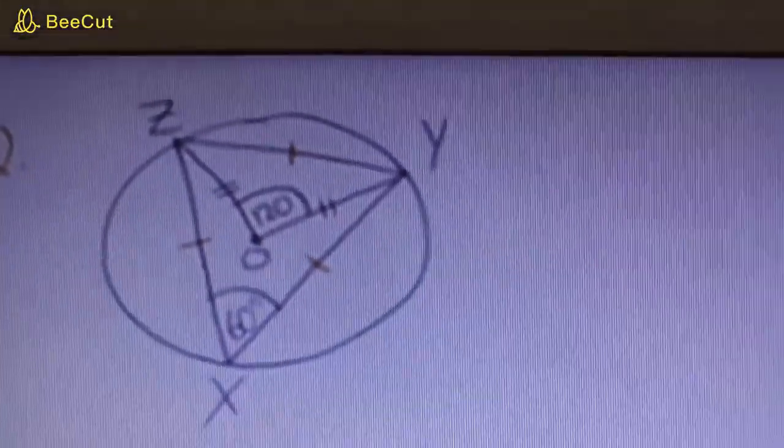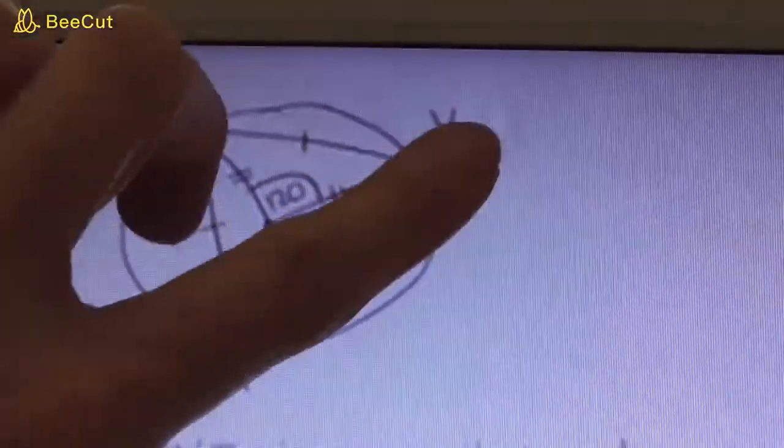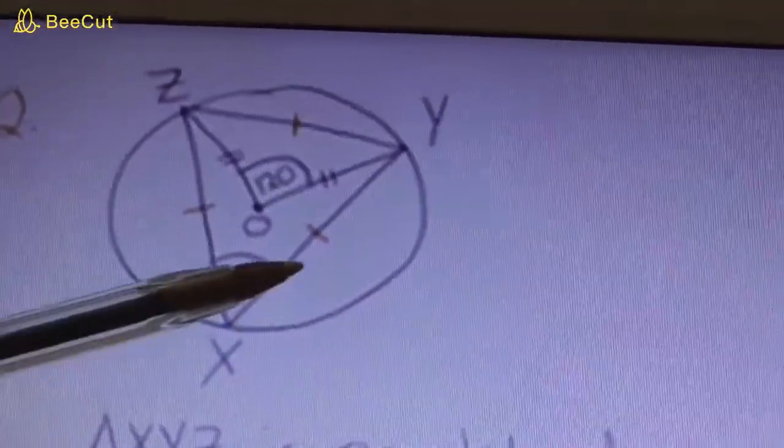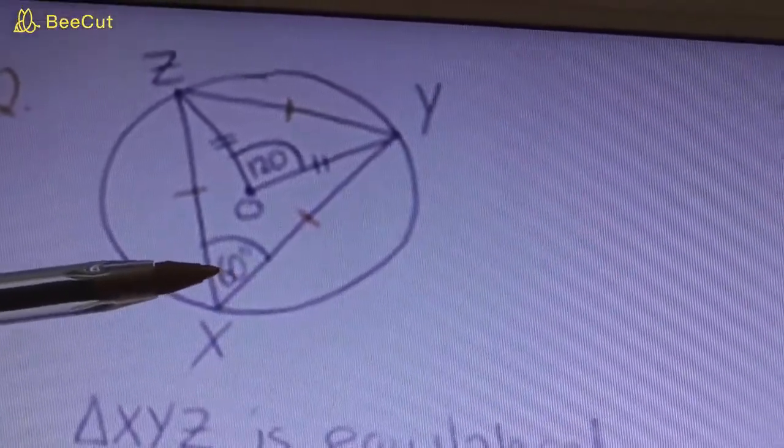Okay, they told me it's an equilateral triangle. So angle X, Z, Y, all of that is equilateral. Equilateral triangles have all equal angles. So they're all 60, 60, 60. So that means that's 60 degrees there.